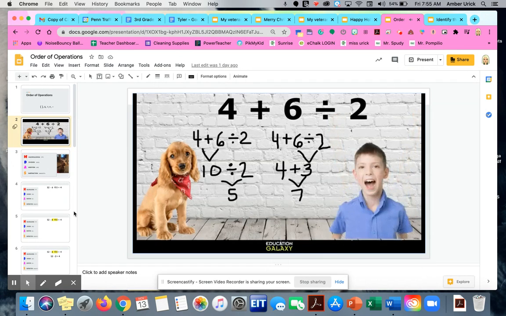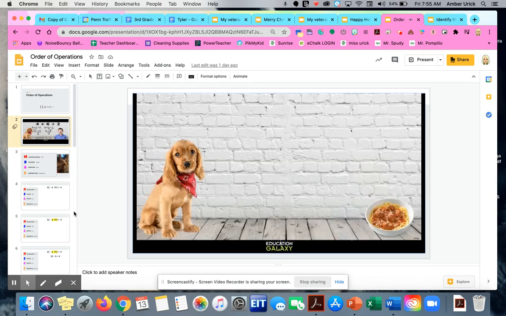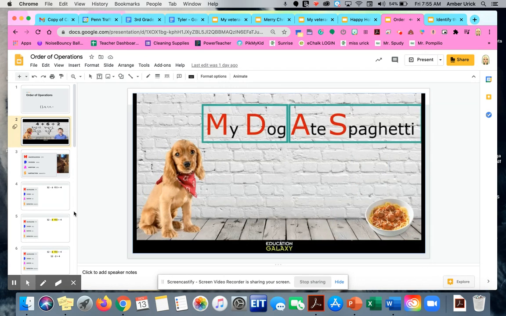But why did he get 2 different answers? What did he do wrong? Well, because of this very problem, that the order that you do the problems will change your answer, mathematicians had to come up with a set of rules for a way that everyone will get the same answer when they do a problem. And I have come up with a very easy way to remember what to do. Are you ready for this? My dog ate spaghetti. Yum.